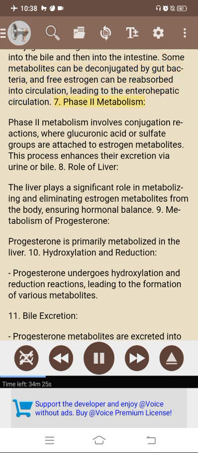7. Phase 2 metabolism. Phase 2 metabolism involves conjugation reactions, where glucuronic acid or sulfate groups are attached to estrogen metabolites. This process enhances their excretion.